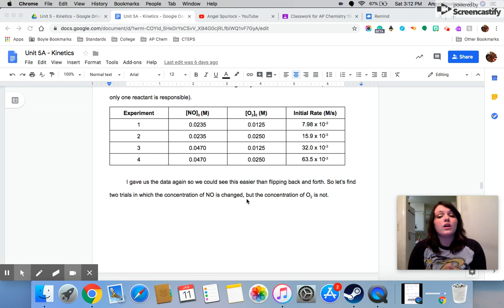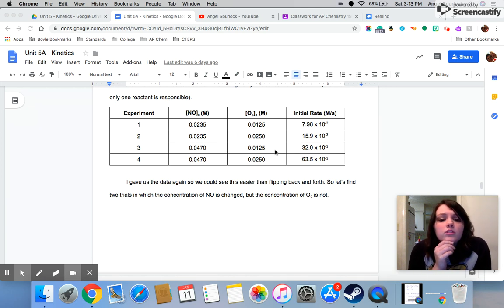So we need to find 2 trials anywhere in this data where the concentration of nitrogen monoxide is changed, but the concentration of oxygen gas is not. Now that's very important, because we need the concentration of oxygen to be constant. Otherwise, we will have no idea what changed our order, or what changed our rate, okay? And if we can't determine which reactant affected the rate, we can't determine the order of a reaction.